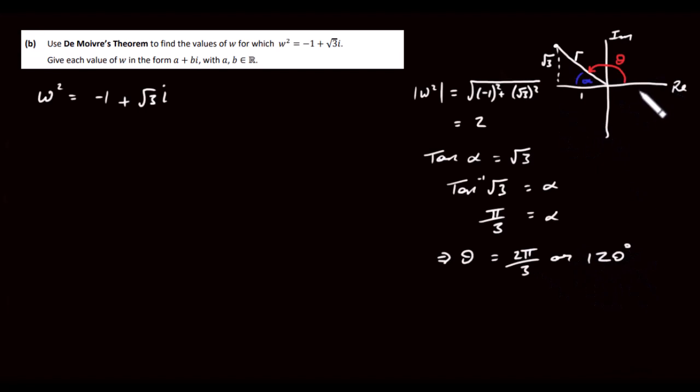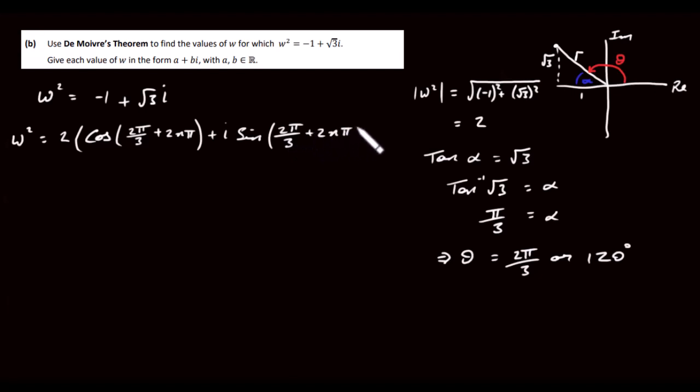2 pi over 3, I got that because from here to here, 180 degrees is pi. Pi is just 3 pi over 3. We've got to go back 1 pi over 3, so that gives me 2 pi over 3. Okay, so we have everything we need now to write this in polar form. So our omega squared, or w squared here, is going to be equal to 2 cos of 2 pi over 3 plus 2n pi plus i sine of 2 pi over 3 plus 2n pi.